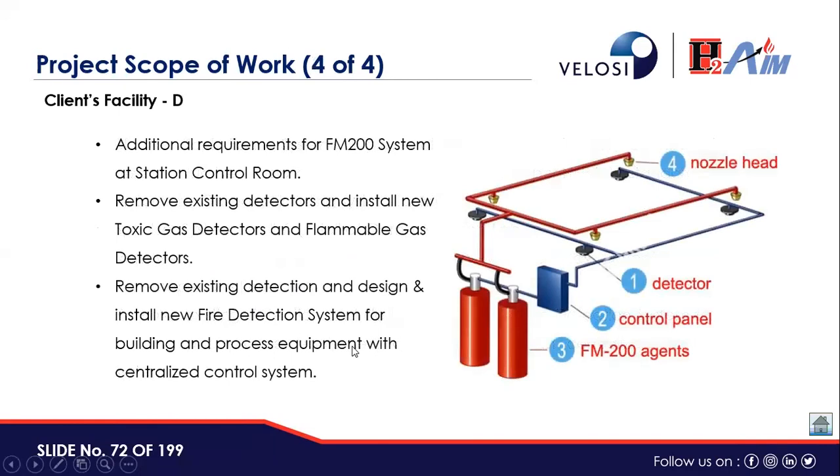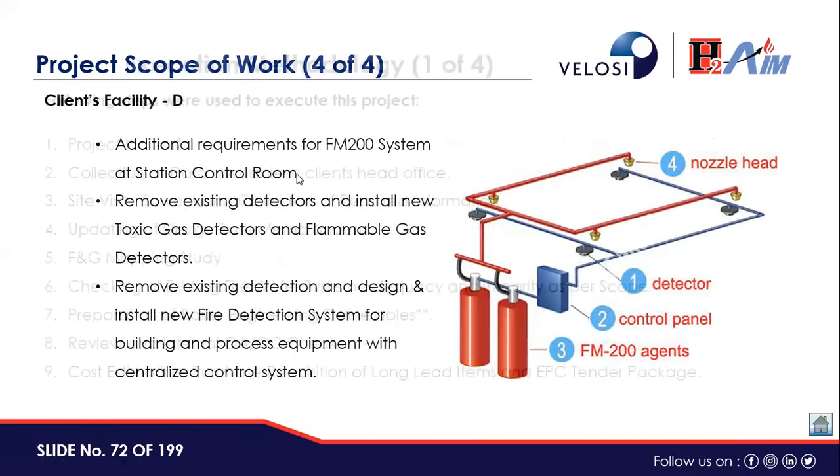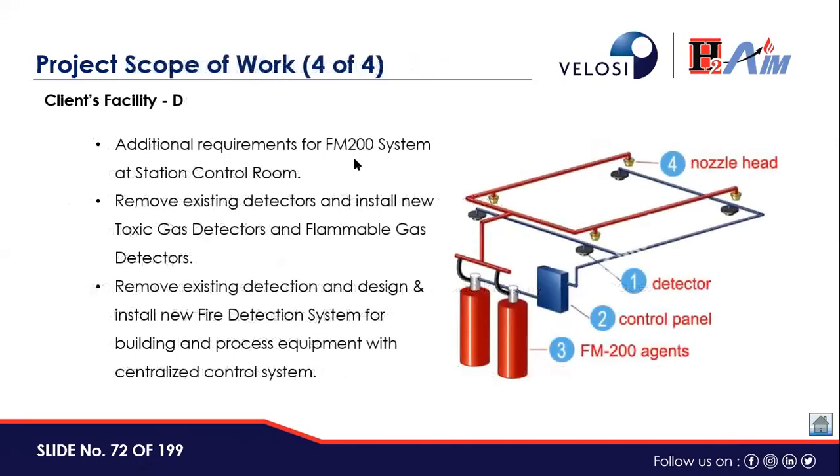For facility D, the scope of work was the additional requirements for an FM 200 system at the station control room, then to remove the existing detectors and install new toxic gas detectors and flammable gas detectors, and to remove the existing detection and design and install a new fire detection system for buildings and process equipment with a centralized control system. So these were the scope of work.